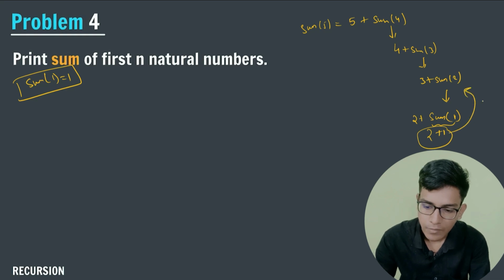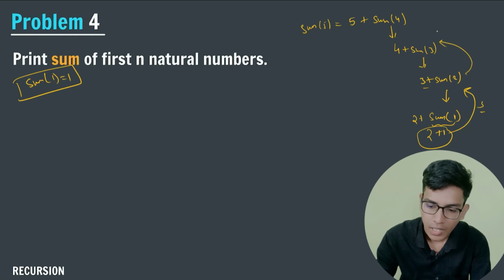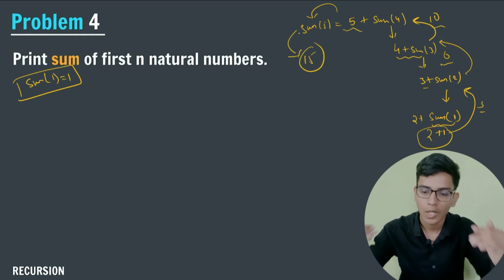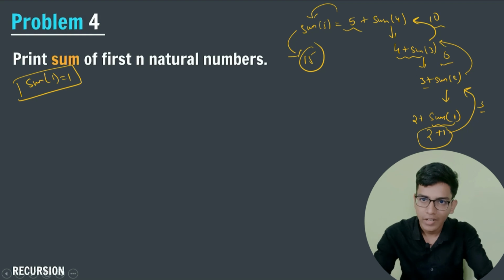After 3 plus 3, this will return me 6, and 4 plus 6, so this will return me 10, and sum of 5 will become 5 plus 10, so sum of 5 will become 15. So this is how call stacks, or calling our inner function, works.